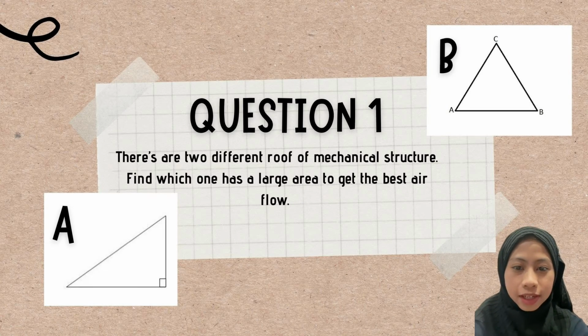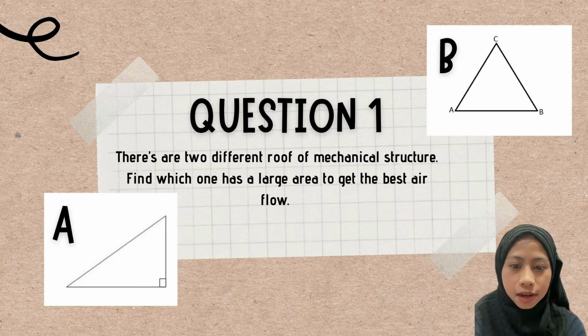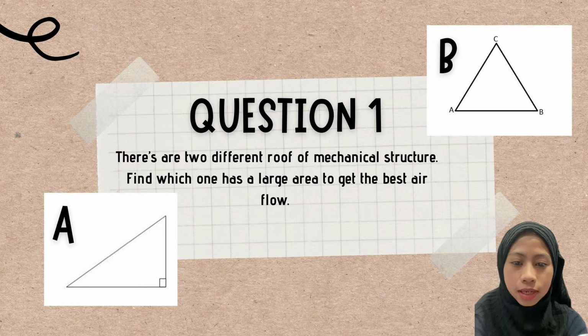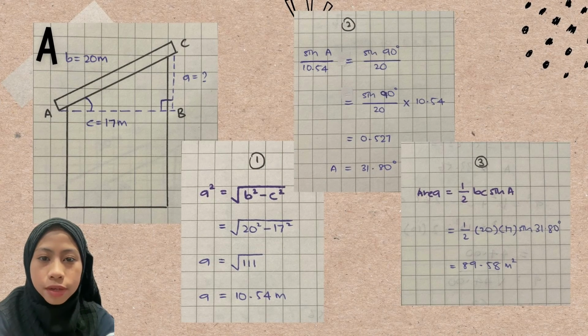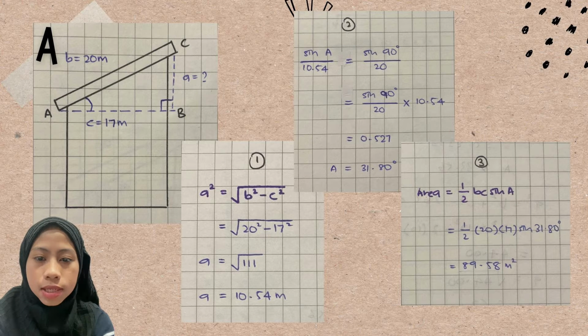For question 1, the question is, there are two different roofs of a mechanical structure. Find which one has a larger area to get the best airflow. For roof A, firstly we use the Pythagorean theorem to find A. Insert B as 20 and C as 17. So it will be the square root of 20 squared minus 17 squared. Calculate the answer and A is 10.54 meters.